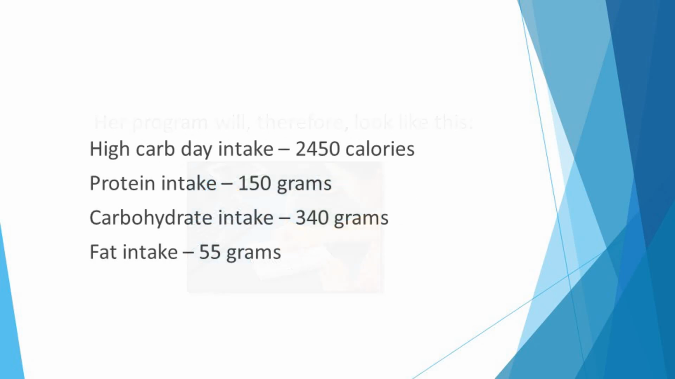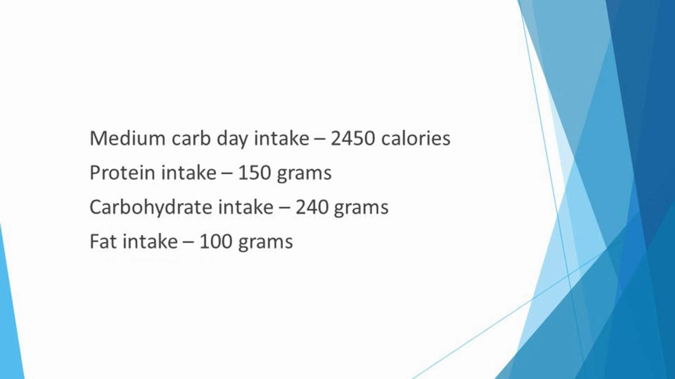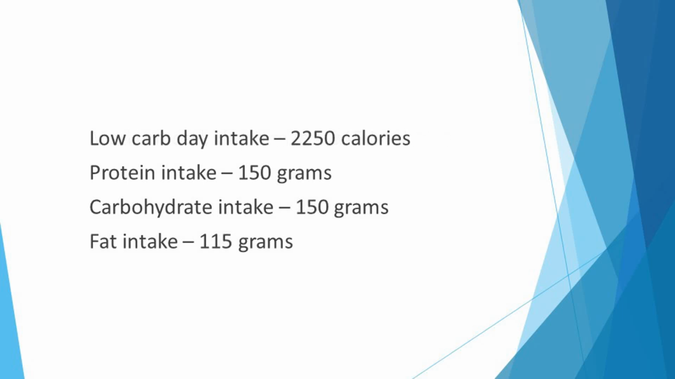High carb day intake, 2,450 calories. Protein intake, 150 grams. Carbohydrate intake, 340 grams. Fat intake, 55 grams. Medium carb day intake, 2,450 calories. Protein intake, 150 grams. Carbohydrate intake, 240 grams. Fat intake, 100 grams. Low carb day intake, 2,250 calories. Protein intake, 150 grams. Carbohydrate intake, 150 grams.